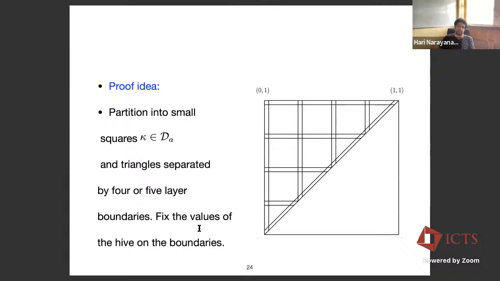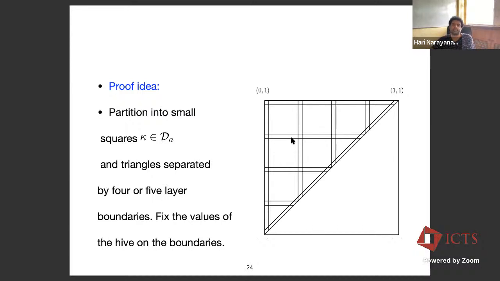So here is the partitioning trick. What we wanted to do was to get a handle on the measure of functions that are close to a given continuum hive or a surface like this. So we want to get both upper bounds and lower bounds on the measure of functions which are within an epsilon neighborhood of a given continuum hive. So what we do for that is we break up the space into these, actually I've drawn double layer boundary conditions, but in practice we take 5 or 4 layer boundary conditions.